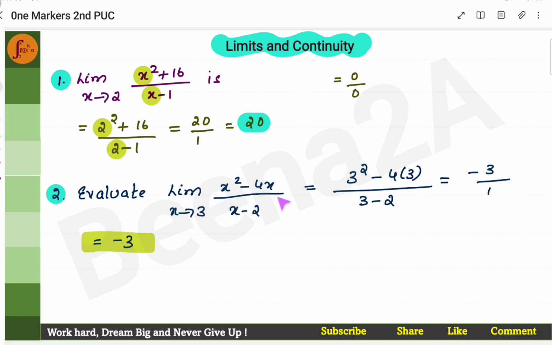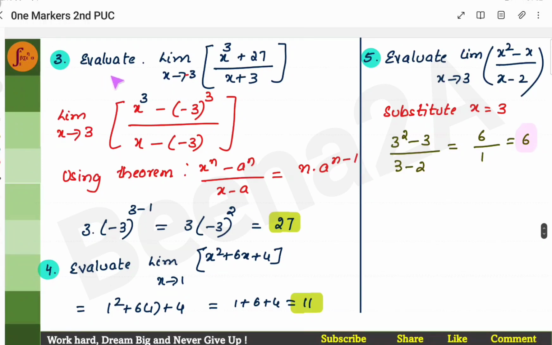Evaluate limit for this particular expression. Now, again, first substitute this value 3 wherever x is there. So, what will happen if I substitute 3? I will get this particular expression. So, when I solve this, I will get minus 3 by 1, which is minus 3. So, this is also simple. Third problem.